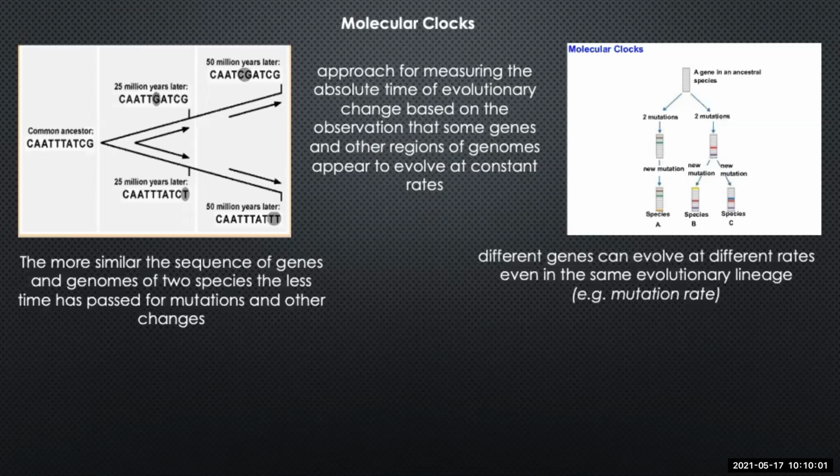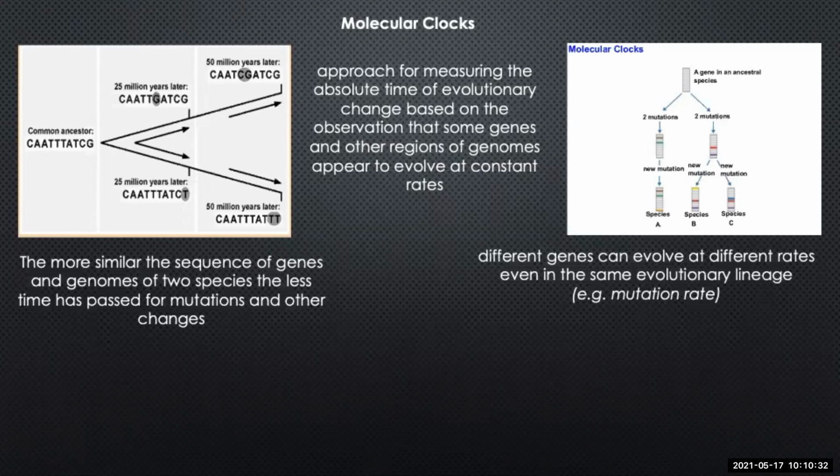And so different genes can evolve at different rates, even in the same evolutionary lineage, right? So if you have a really, really long gene, you are more likely to have a mutation occur in there, right? There's just more space for it to mess up. Also, depending on if a gene is very, very dependent on introns versus exons, right? If you have a gene that's changing in an intron, it's not really going to matter very much, right?